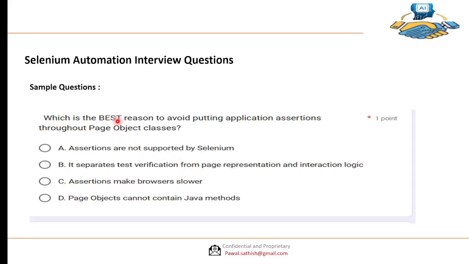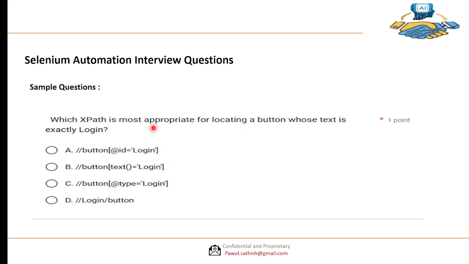The next question: which is the best reason to avoid putting application assertions throughout the page object classes? To answer this, first you need to understand the concepts of the framework: where we put the assertions, where we define the locators, where we call the utility methods or the page or model specific methods. If you know the concepts of the page object model or the framework, then you will be able to answer these. These are the types of sample questions mentioned in these forms.